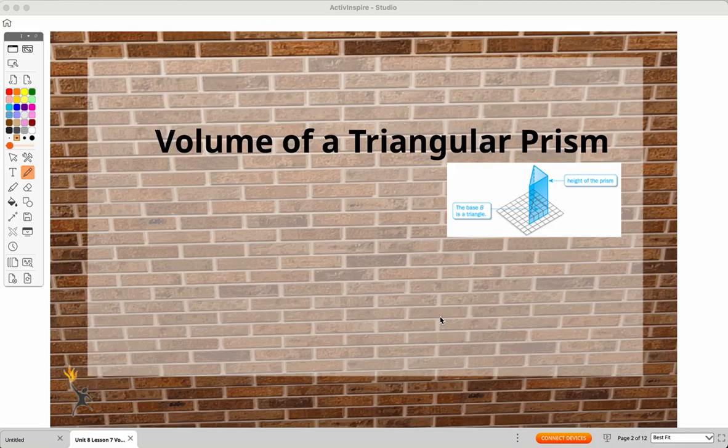Take a look at our volume of a triangular prism. So we're going to be continuing in our idea as we work through all three major volume units. Our three major volumes we're going to find out are the rectangular prism, triangular prism, and a pyramid shape. So let's go ahead and take a look at the volume of a triangular prism today.